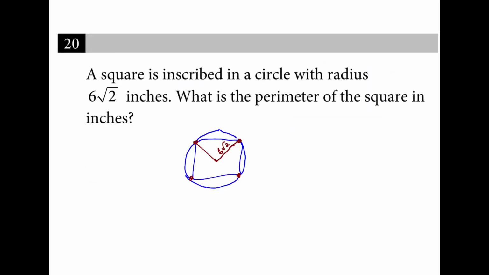If you're not sure what they mean by a square being inscribed in a circle, it fits inside the circle and the 4 vertices touch the edge of the circle. So it looks like this. And if I start in the center and go to one of those vertices, the radius is 6 root 2.